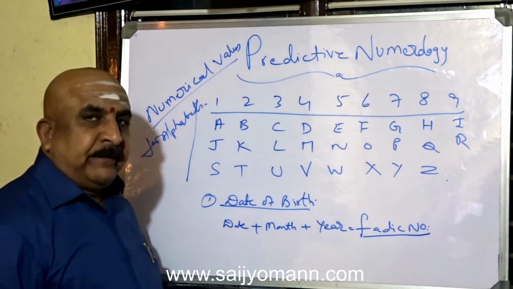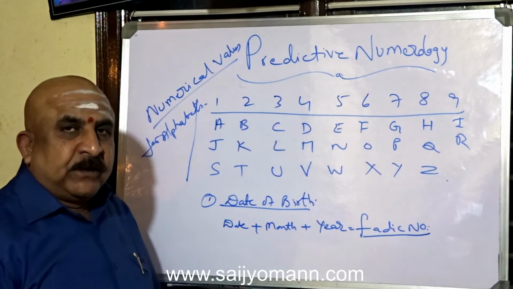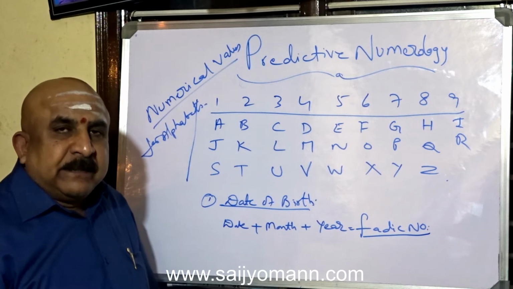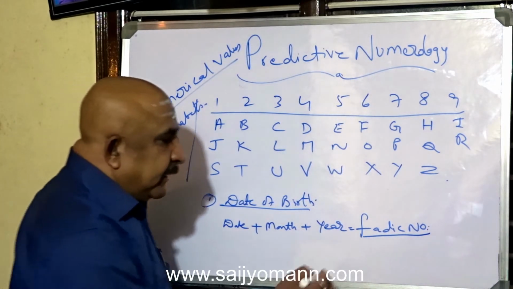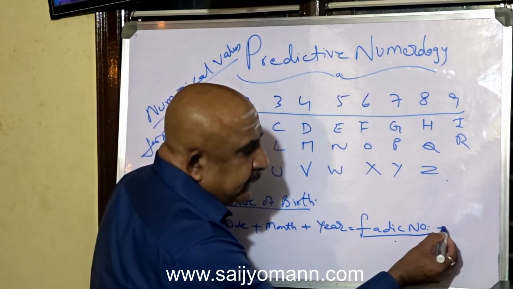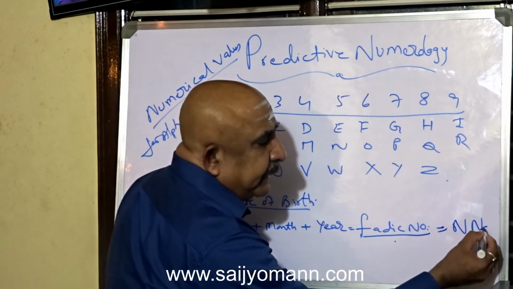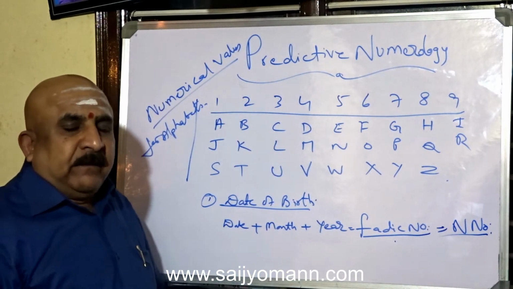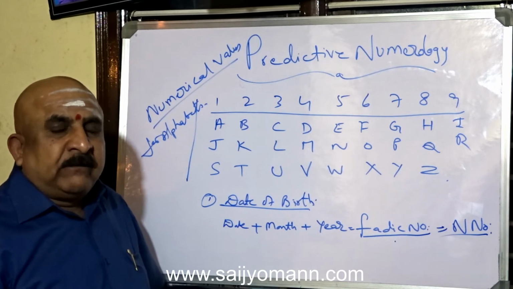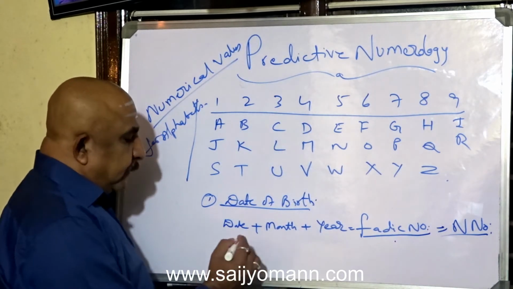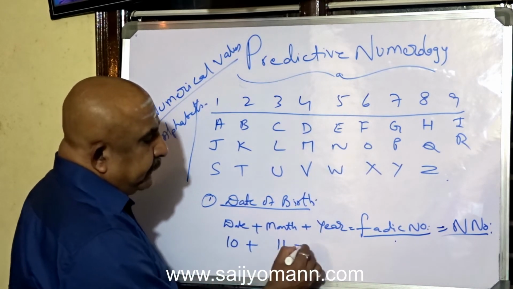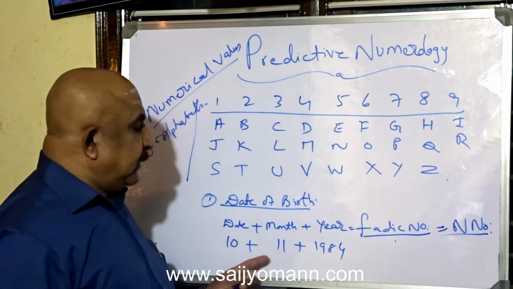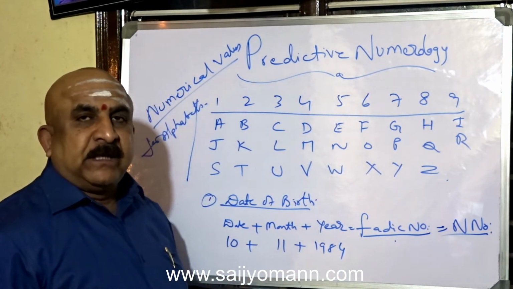And when you name it, whatever name you select, you add the numerical values of those particular letters, then bring it to a single digit and see whether the Vedic number is equal to the name number. That's all. As easy as that. We'll take one example. I think that will be a better way of understanding. For example, 10th November 1984 is a child's date.